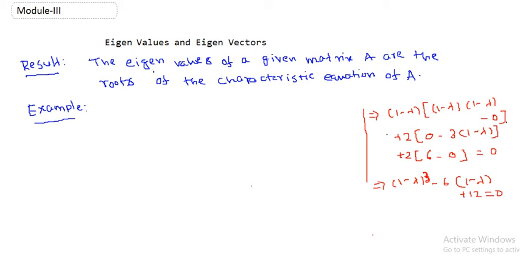So first let me just expand this whole part. We get 1 minus 3 into 1 plus 3 into lambda square minus lambda cube, minus 6 plus 6 lambda plus 12, which equals 0. So I do not think I made any mistake. So a cube minus 3 a square b plus 3 a b square minus b cube, here with a = 1 and b = lambda. So 3 into 1 into lambda square minus lambda cube, and it goes on in this way.